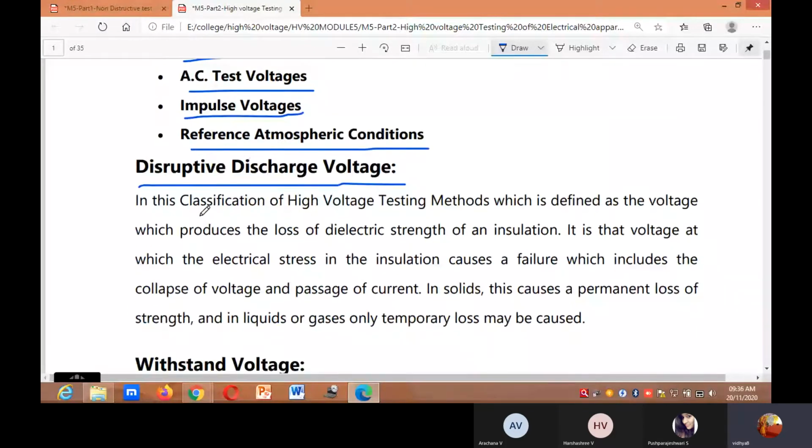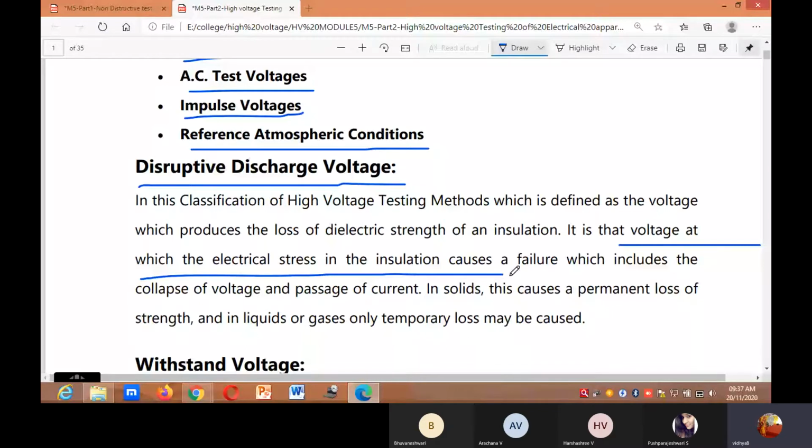It is defined as the voltage which produces the loss of dielectric strength of an insulation. It is the voltage at which the electrical stress in the insulation will cause a failure, which includes the collapse of voltage and passage of current. If there is electrical stress in the insulation, then it will cause a failure like the collapse of voltage and passage of current.